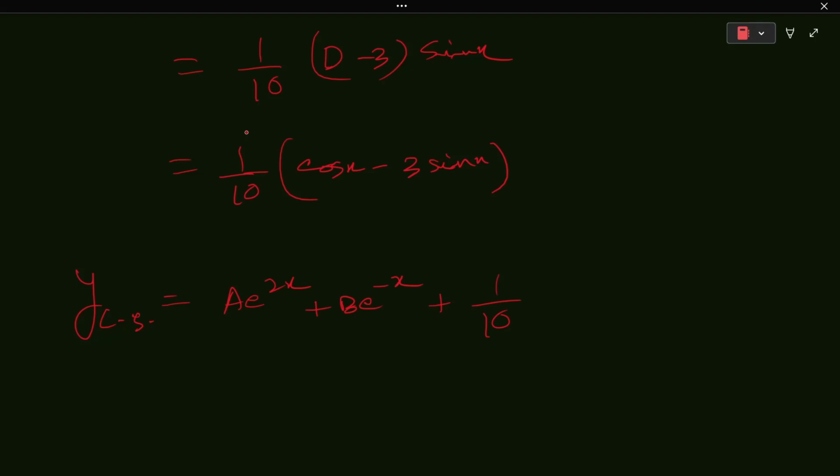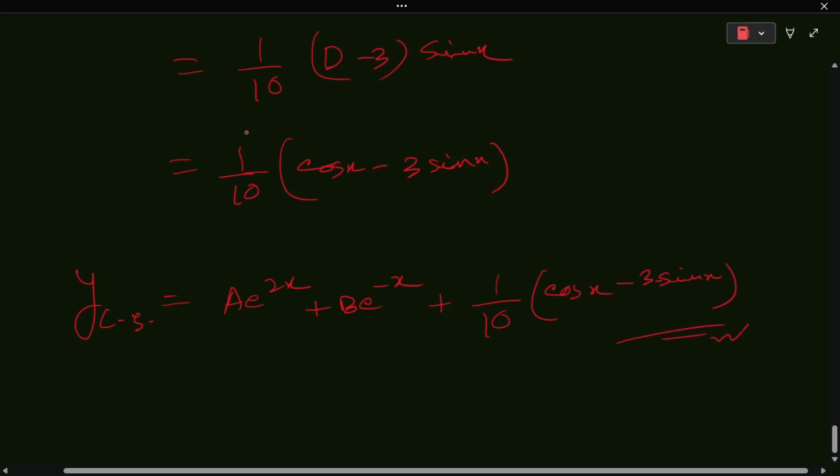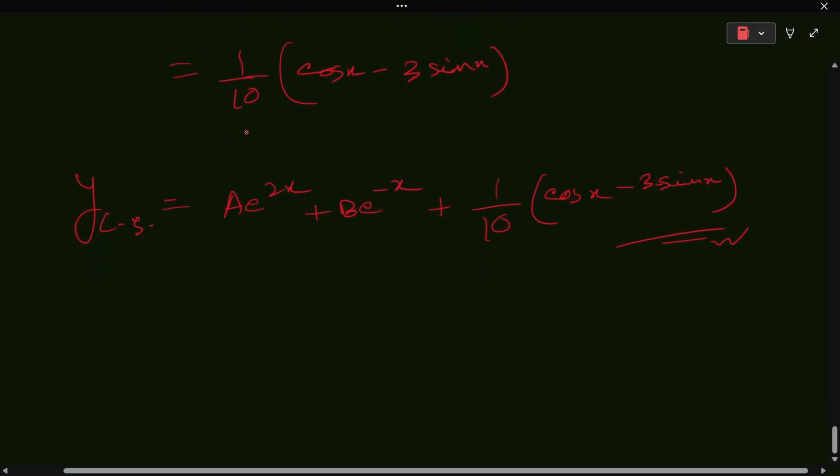Plus 1 by 10 into cos x minus 3 sin x. Okay, yes, this is the rule. So I think that rule, or that case, when we have the function as sine and cosine, I am going to solve it out. I think it is quite familiar to you.